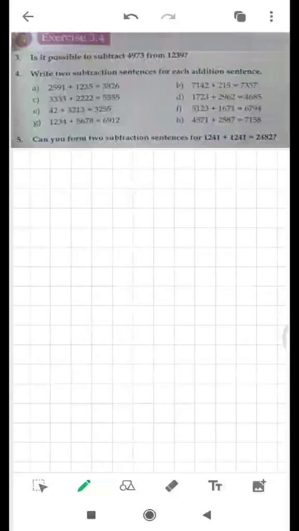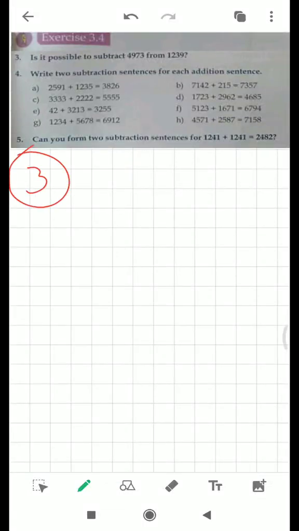Good morning, students. Today we're going to start with exercise 3.4. In this exercise, we're going to do subtraction. And your first question, number 3, is: is it possible to subtract 4,973 from 1,239?